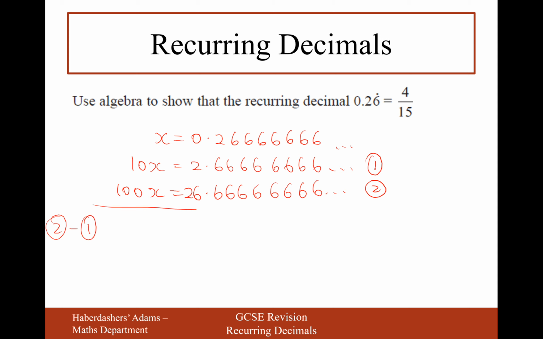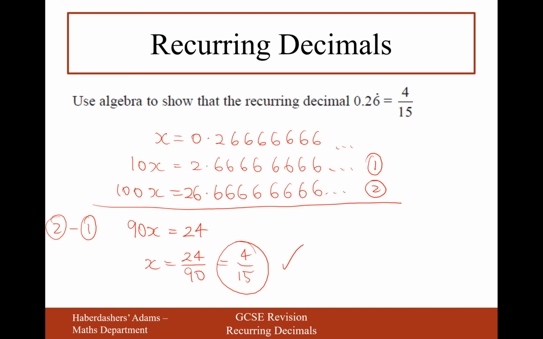So now we can do statement 2 take away statement 1, in which case we'll get 100x take away 10x, which is 90x. And then 26 take away 2 is 24, and then all the 6's cancel out. So divide by 90, and you get 24 over 90. And if you cancel out 6 from top and bottom, you'll get 4 over 15. So there we are. 4 over 15 is the answer to this question.